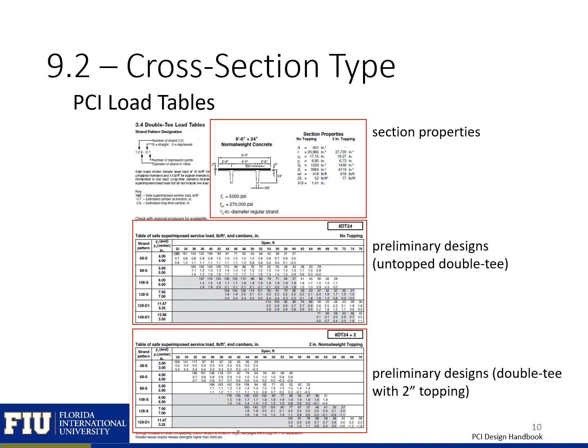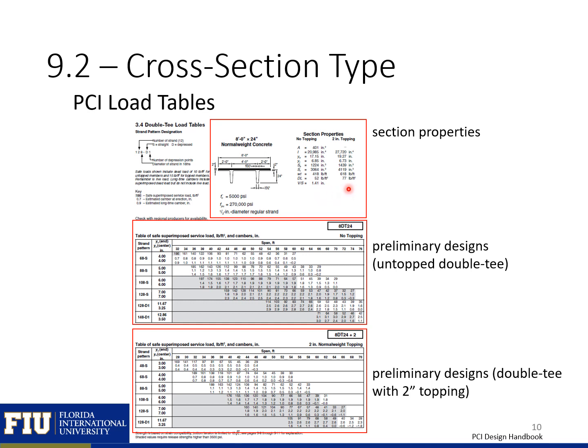On the next couple slides, I'm going to go through some resources that are available in the PCI Design Handbook. So the PCI Design Handbook is a very useful handbook for pre-stressed and precast building design. So these are some load tables that are available for your preliminary design. And these tables include general section properties for these standardized sections. So they include section properties with no topping and then with standard topping depths.